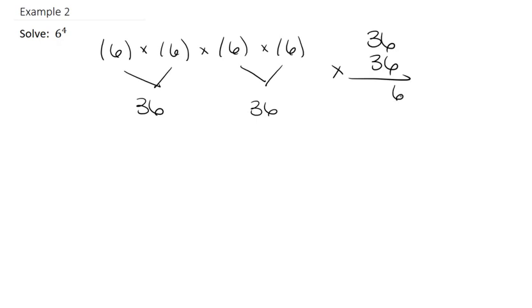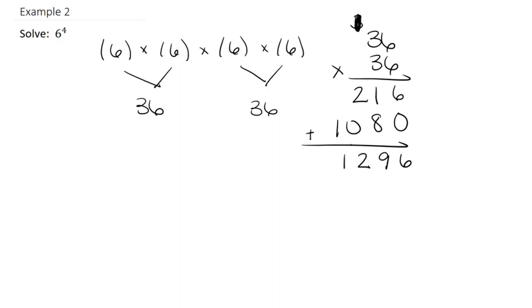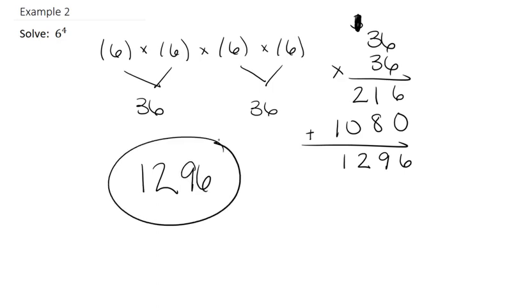6 times 6 is 36. So we're going to carry that 3 over. 6 times 3 is 18, plus 3 is 21. Have a placeholder of 0. Then we can move on. 3 times 6 is 18. Carry the 1. 3 times 3 is 9, plus 1 is 10. Now we add. 6 plus 0 is 6. 1 plus 8 is 9. 2 plus 0 is 2. And then we have 1. So our solution is 1,296. So let's now look at another example.